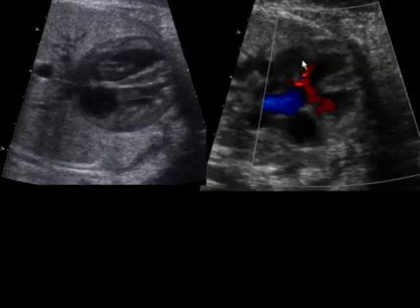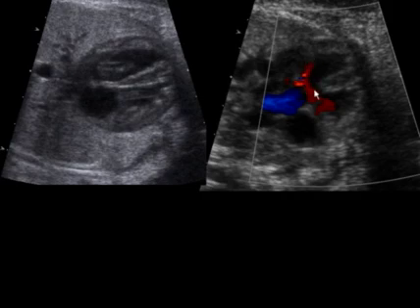Yet again, another four-chamber view looks beautiful. Interventricular septum here, good motion of the valves. The color image, though, again shows us the ventricular septal defect.